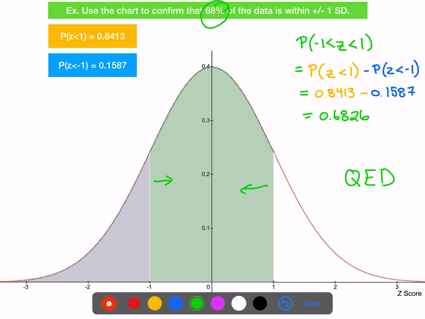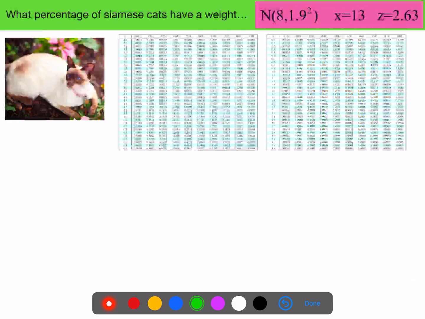Okay, moving on. Now let's try looking back at the cats and what we can find out about some information about those distributions.